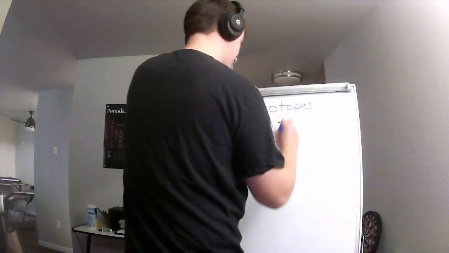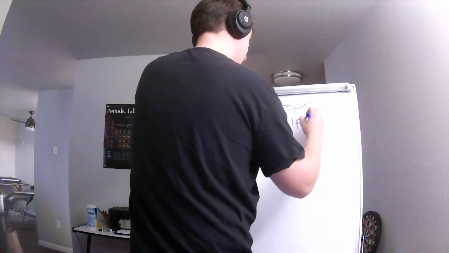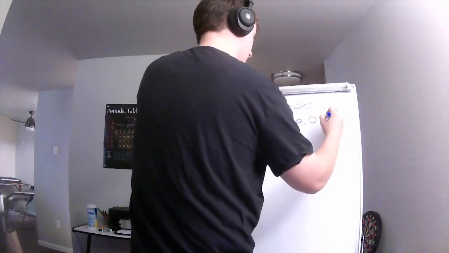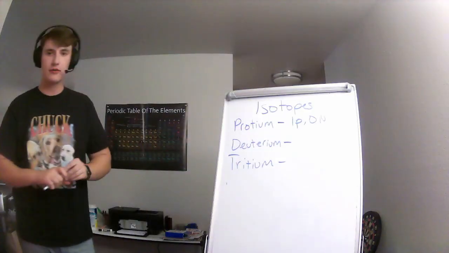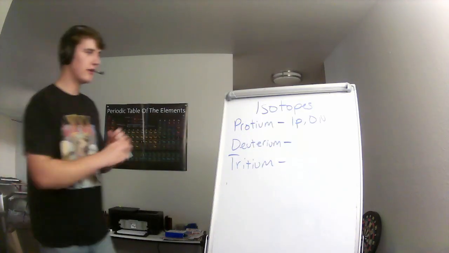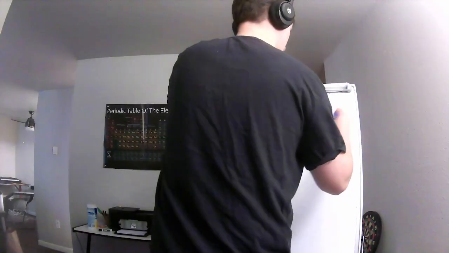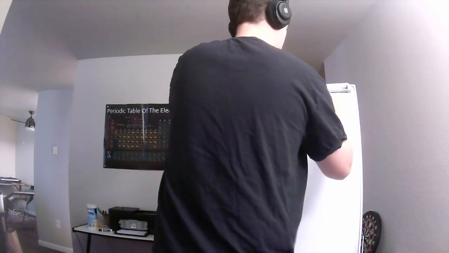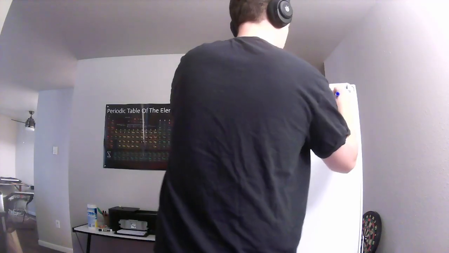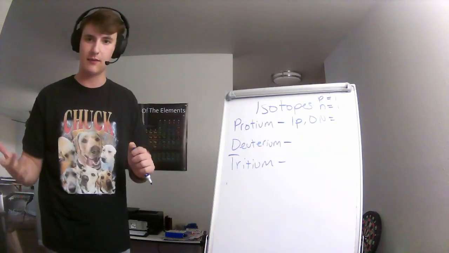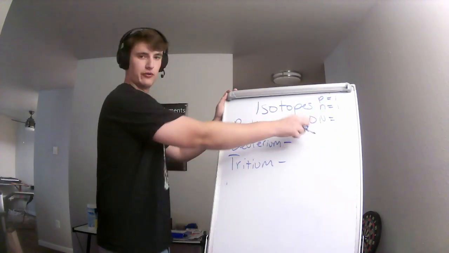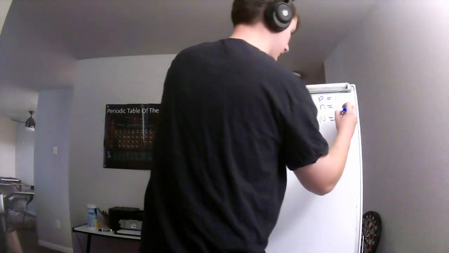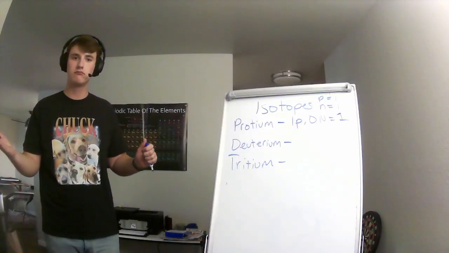So protium is going to have 1 proton, 0 neutrons, and electrons we're not really worrying about right now, okay? So it's going to have 1 proton and 0 neutrons. Now protium, if we do our math, and I'll do a little key up here, we know protons have an atomic mass of 1, and neutrons have an atomic mass of 1. So if we have 1 proton and 0 neutrons, 1 plus 0 is 1. So protium has an atomic mass of 1, right?